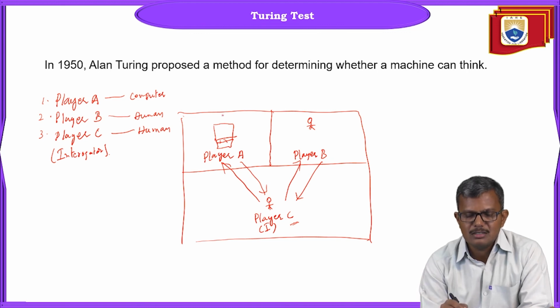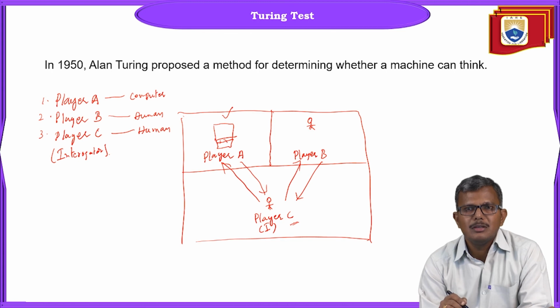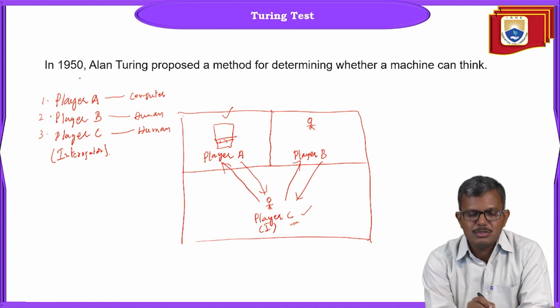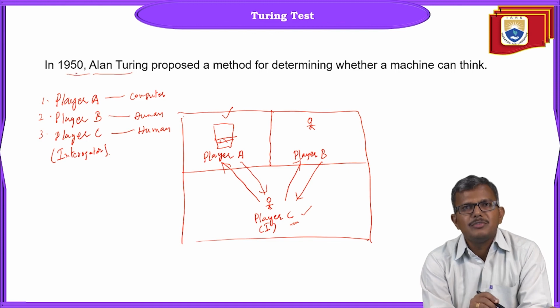So here, what is the task of this AI machine, the computer? Means the computer has to give the answers in such a way that the answers seem to be given by a human itself. If player A, the computer, is able to bluff or prove that the answers are given by a human, then we can say that we have succeeded in developing a very intelligent artificial intelligence program. So this is a very good method that was proposed by Alan Turing in 1950.